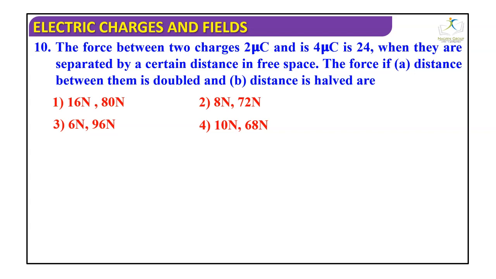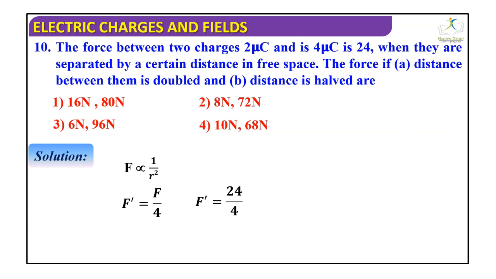Hope you did. Let us see the solution of this question. So we have F proportional to 1 by r square. Now, if we change the value of the distance, the force will change. That is, F prime is given as F by 4. So in that case the value of the force is 6 Newton. Now, if the distance is halved, the force becomes 4 times, so the value of the force will be 96. According to that, the correct option is option 3.